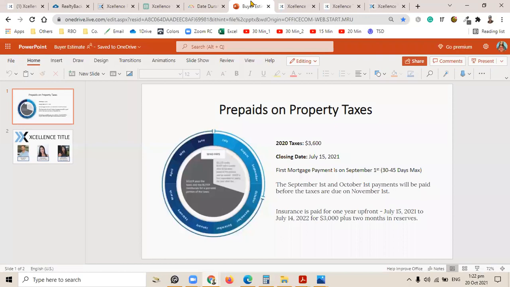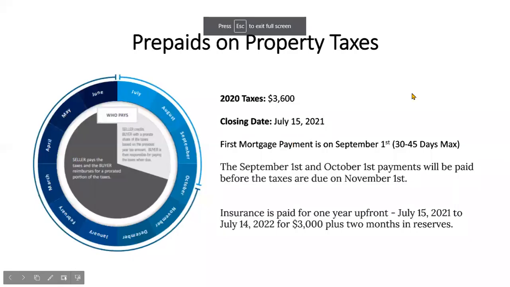I do have a chart here for our discussion on prepaids for property taxes, which is going to show us all of the months in a year to make it easy for us to see how many months would need to be collected for prepaids. In this example, the 2020 taxes for the property is $3,600, with a closing date of July 15, 2021.